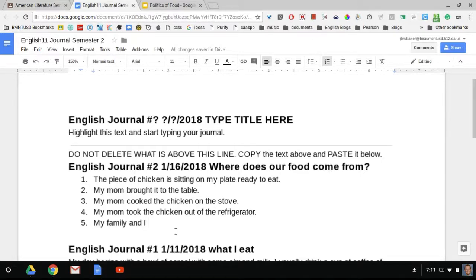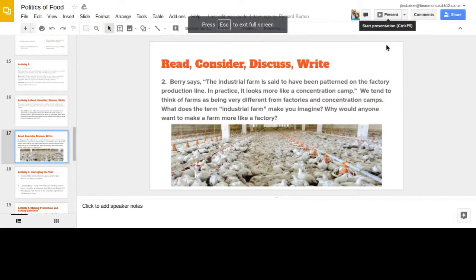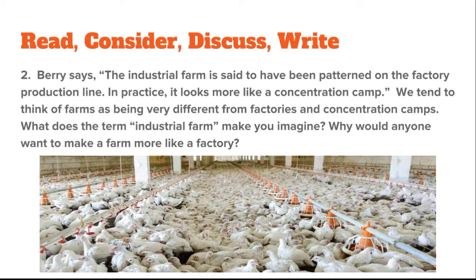All right, so you have your bulleted list. Press enter twice so now you have space to write. And I want you to take maybe 5 to 7 minutes now, and I want you to write on this topic right here. So you're going to read an article called The Pleasure of Food by Wendell Berry. And he says this, and here's kind of a picture of the story of where our chicken dinner came from. It says this: the industrial farm is said to have been patterned on the factory production line. In practice, it looks more like a concentration camp.